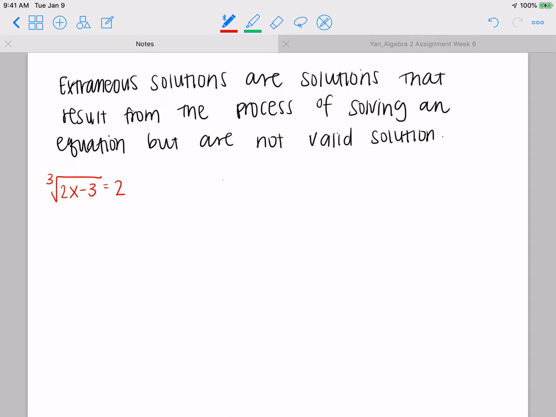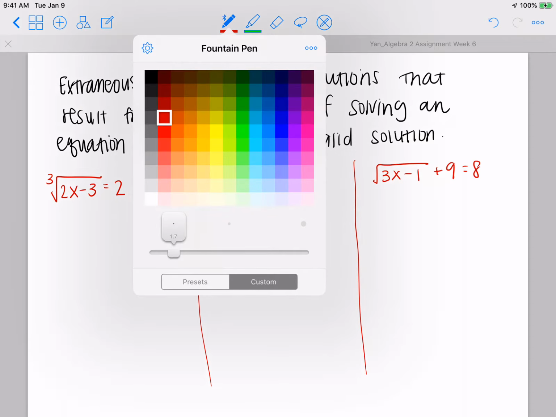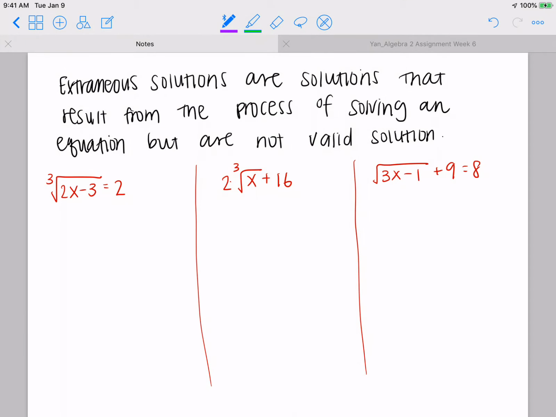So we got this question, 2 times that, okay? And then the last one is this one right here. Okay, 3 questions. Go ahead and try it on your own, and then you tell me which one seems like the answer is not valid.